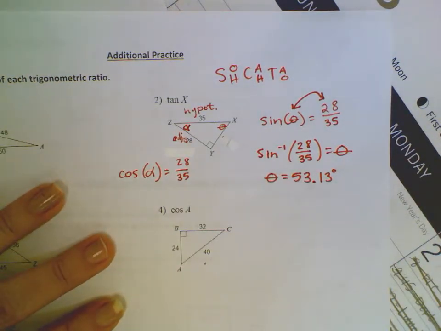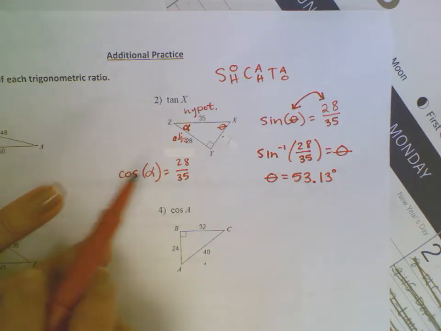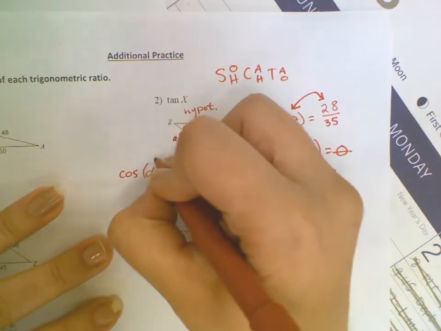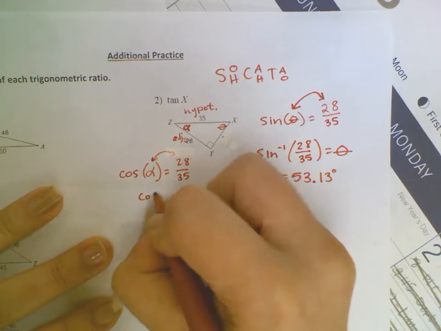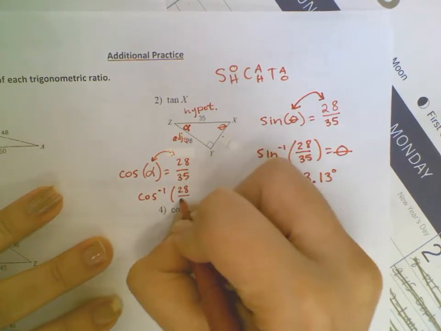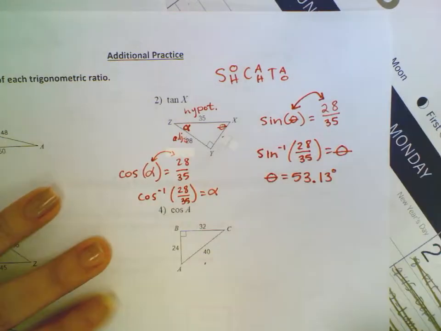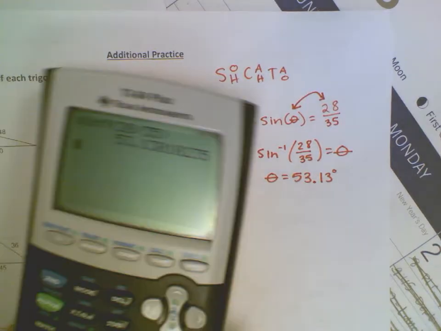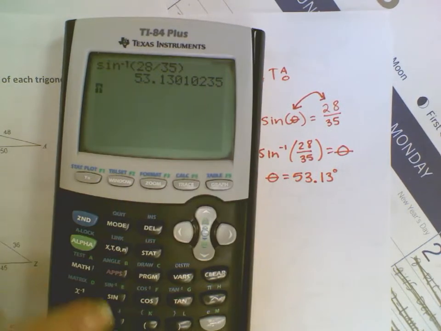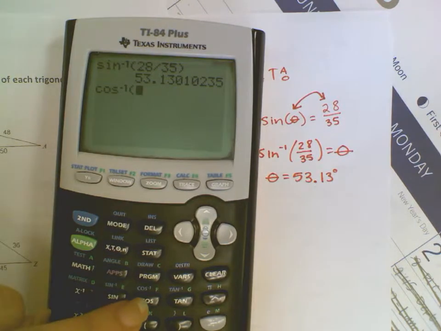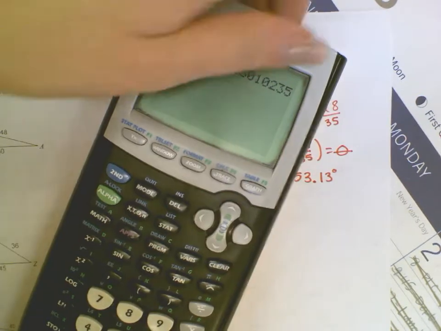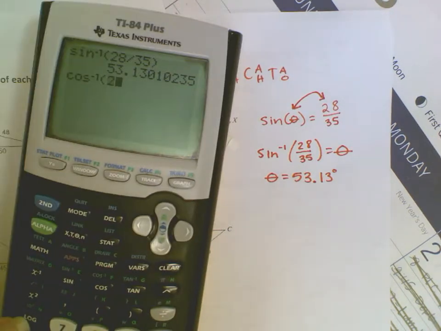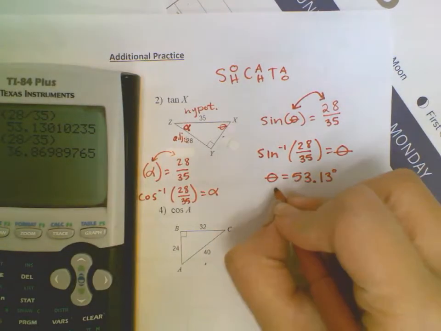So again, I can't solve for alpha with it set up this way, but I can switch my ratio and my angle measure and then take the inverse of cosine, and that will solve for me. So inverse cosine of 28 over 35 equals alpha. Inverse cosine, or second cosine, of 28 over 35. That gives me 36.86.